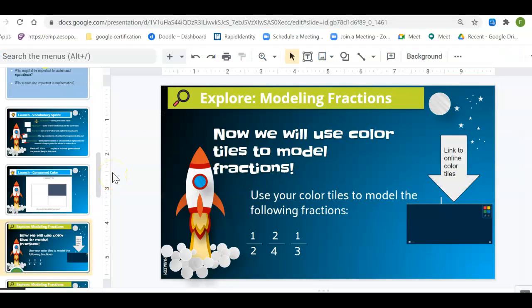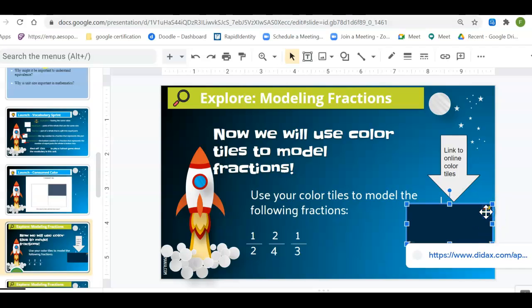Now we're going to move on to our next slide. It's called modeling fractions. Now we're going to use color tiles to model fractions. So you're going to use color tiles to model the following fractions. Now there's a couple different ways that you're going to be able to do this. I have a link to color tiles right here. So if you click on here, you're going to be able to bring up color tiles, and I'll do that in just a second. Now this one is also on the Jamboard.